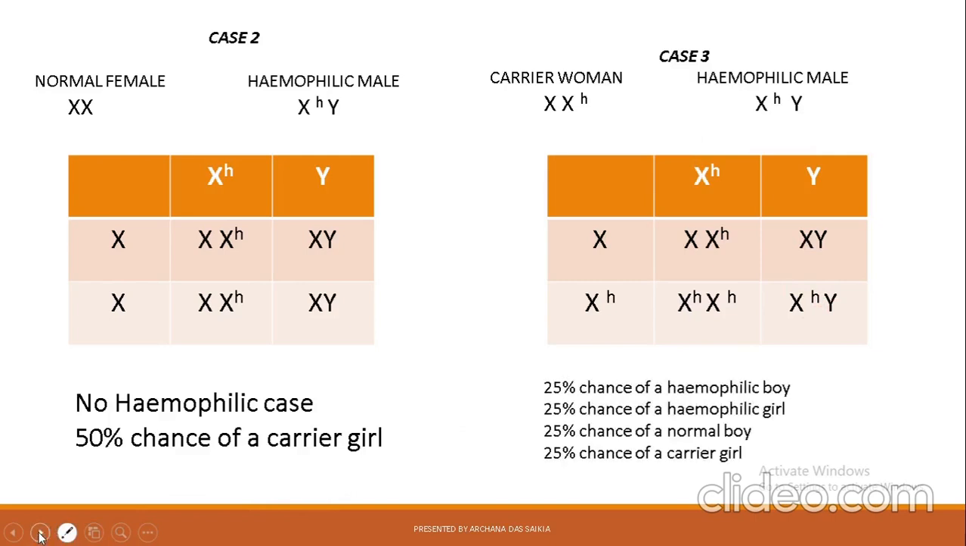So here you get 25% chance of a hemophilic boy, 25% of a hemophilic girl, 25% normal boy, 25% chance of a carrier girl. So questions might be asked in this manner: what proportion of hemophilic boy, what proportion of hemophilic girl? So if we learn these crosses, our answering becomes easy.